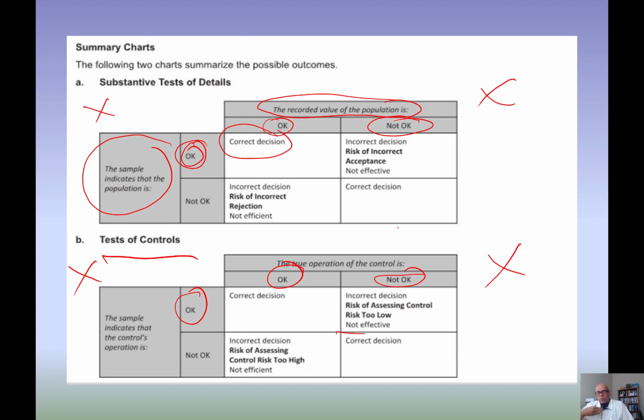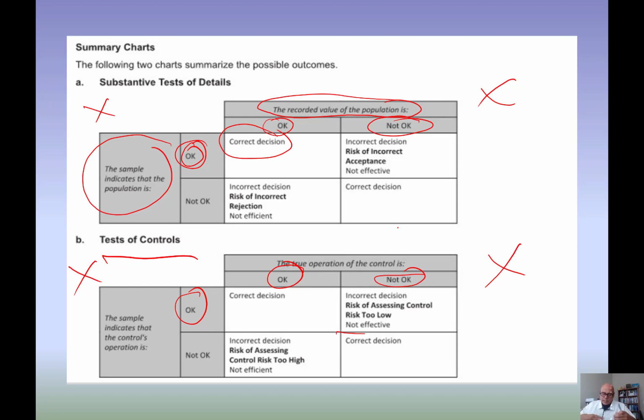You go down to testing controls, indicates that the population is okay and is okay. That's great. Sample indicates that the population is okay when it's not okay, that's an incorrect decision. We assess the control risk too low. What's going to happen? Probably not going to do enough substantive work, not going to lower our detection risk sufficiently. So as a result, we're probably going to miss a misstatement. Our audit has the increasing potential here of not being effective.